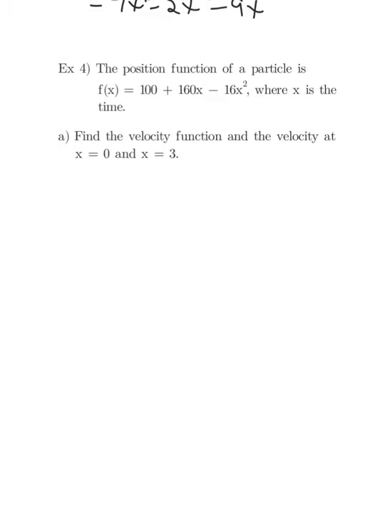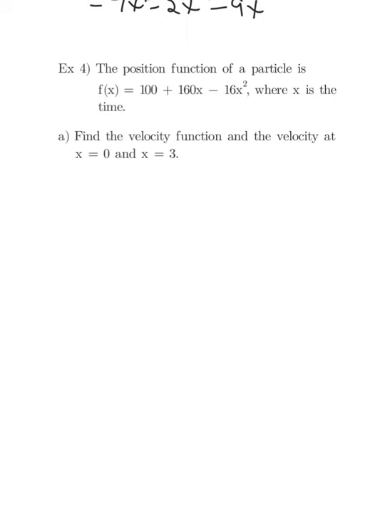Now that we know how to do our derivative rules, we are going to put these into practice in some application problems. Our first example tells us that the position function of a particle is f of x equals 100 plus 160x minus 16x squared, where x is the time. And we are asked to find the velocity function and the velocity at x equals 0 and x equals 3.